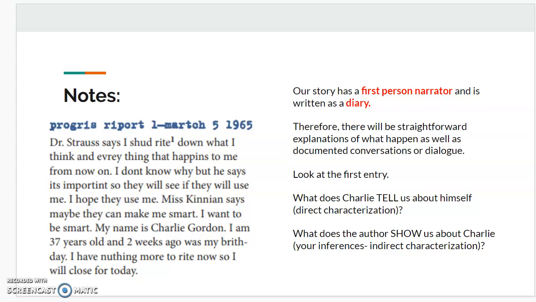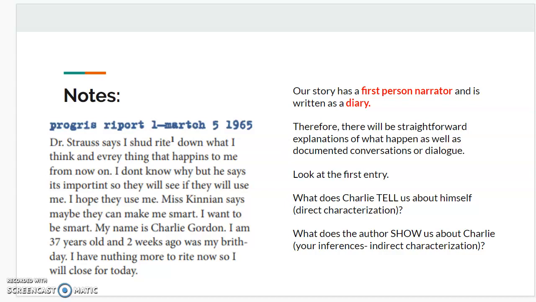So this is an entry from Charlie. Here he is narrating this. This is his first entry in the story. So the first thing I want you to think about is, what does Charlie tell us about himself? What's the direct characterization? So Charlie tells us his name. He's Charlie Gordon. He's 37 years old. 2 weeks ago was his birthday. But he also tells us things like he hopes that they use him and that he wants to be smart. So we don't know who they are, but there's some indirect characterization there as well.